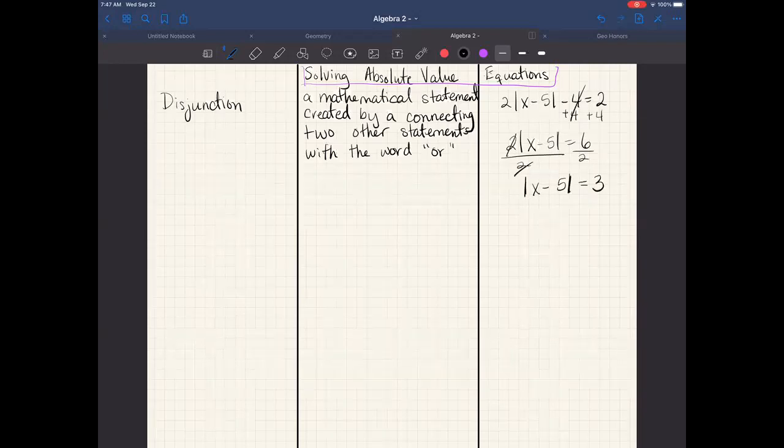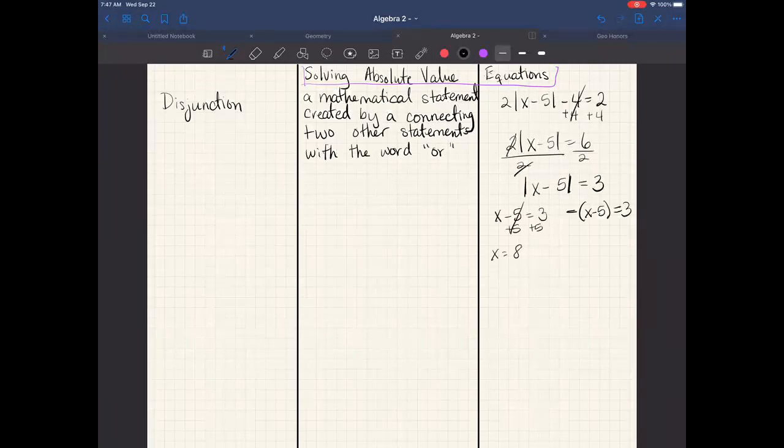Okay. And then I get my two different equations: x minus 5 equals 3, and negative (x minus 5) equals 3. Okay, so this first one, easy enough. I just add 5 to both sides, and that's going to give me x equals 5 plus 3, which is 8. So that's my first point.